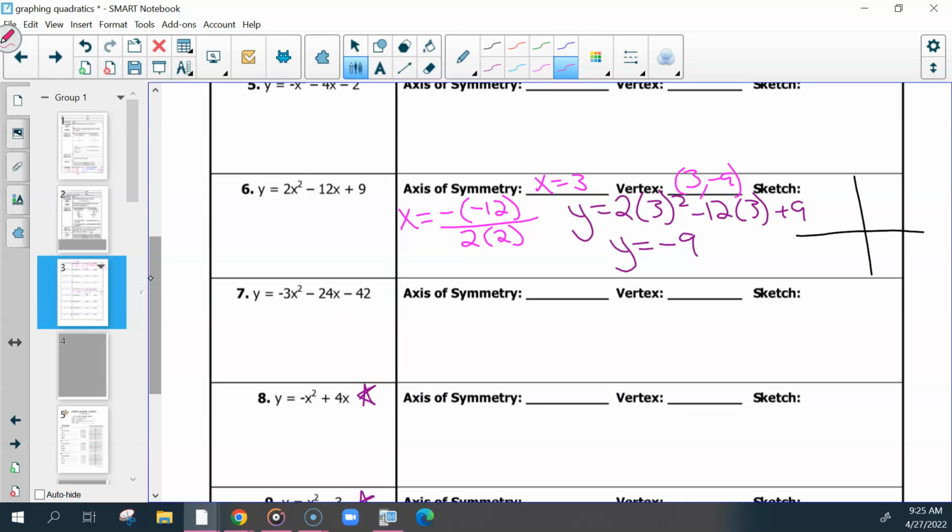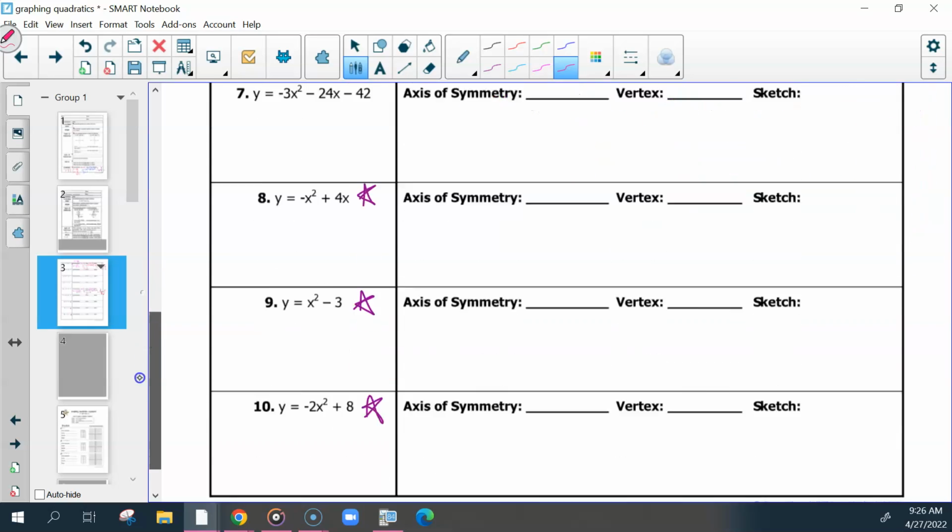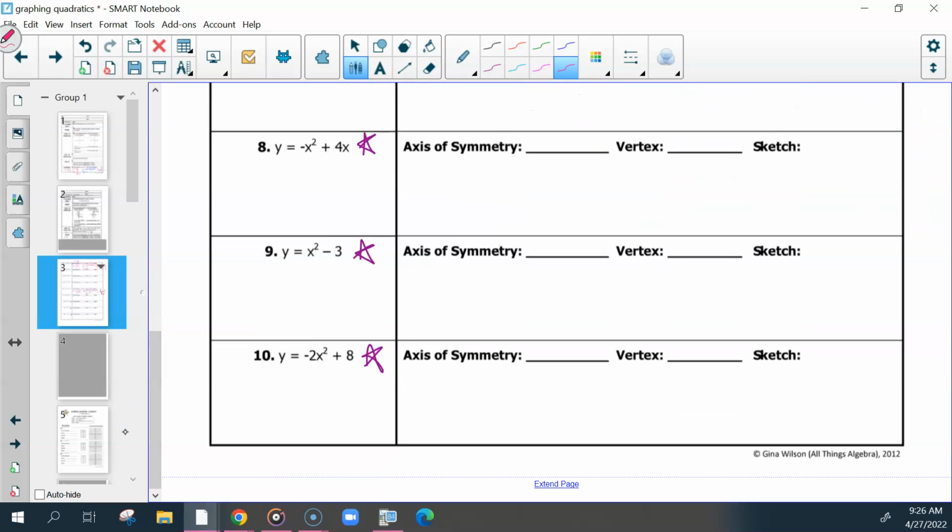You may have to make your graph small. Would this open up or down? Up, because A is positive. Do we have to put the axis of symmetry on the graph? Yes. Do we have any questions on that so far before we do 10?